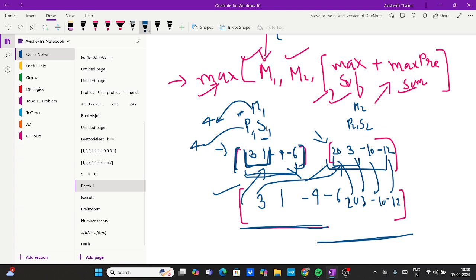This is 4. This is minus how much? Minus 6, right? Minus 10. 4. What about this? M2 is 23. P2 is 23. S2 is 23. This is minus 1, sorry, 1, right?